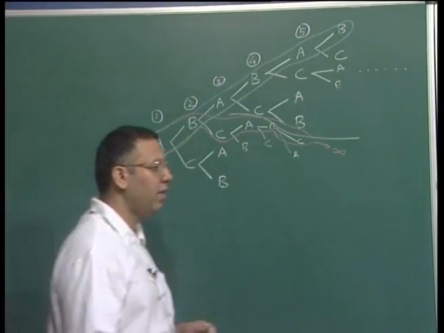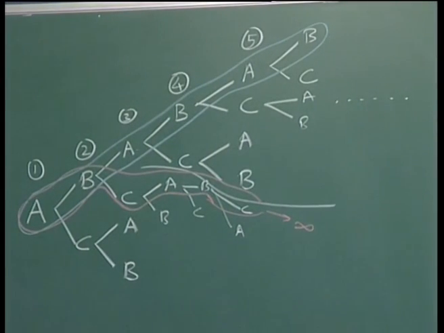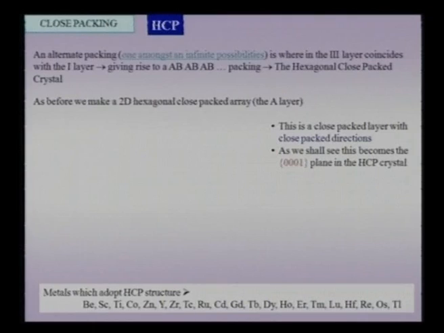But in general, we have an infinite set of possibilities of close packed crystals which you can form by starting with a hexagonal close packed layer. And the one which we are now considering is the simplest of the lot, which is outlined in blue on the board, which is the AB kind of packing, and the crystal structure we obtain is what is known as a hexagonal close packed crystal.